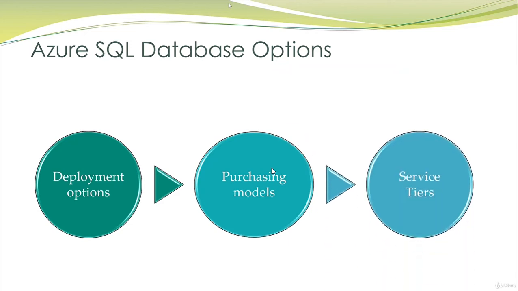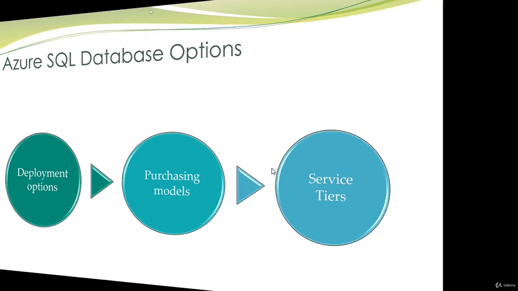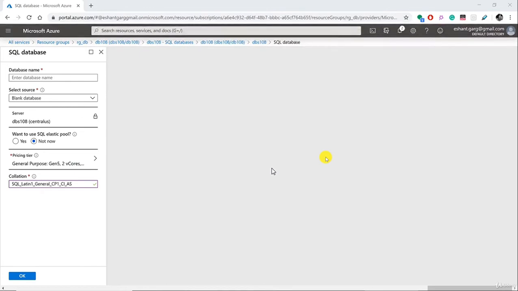After deciding the purchasing model, you need to decide the service tiers. You can choose among general purpose or standard, business critical or premium, and hyperscale. The hyperscale service tier is only available for the vCore based purchasing model. Now let's go back to the portal.